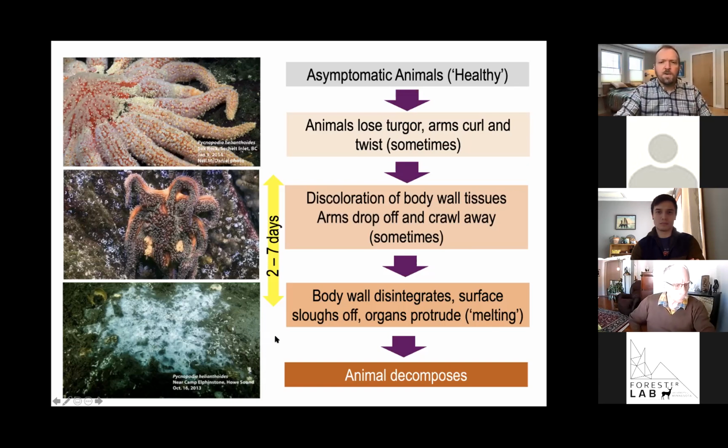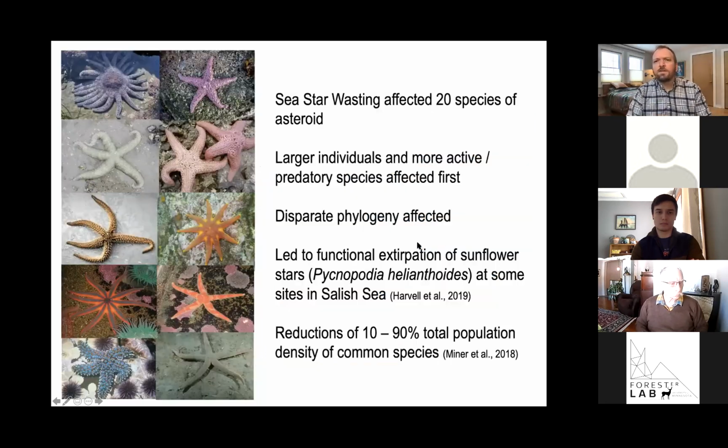And it sort of seemed to affect them across a very wide swath of the coastline as well. And so the big question was, what causes it? And of course, this affected 20-something species of asteroid, all right? Very phylogenetically widespread disease event.